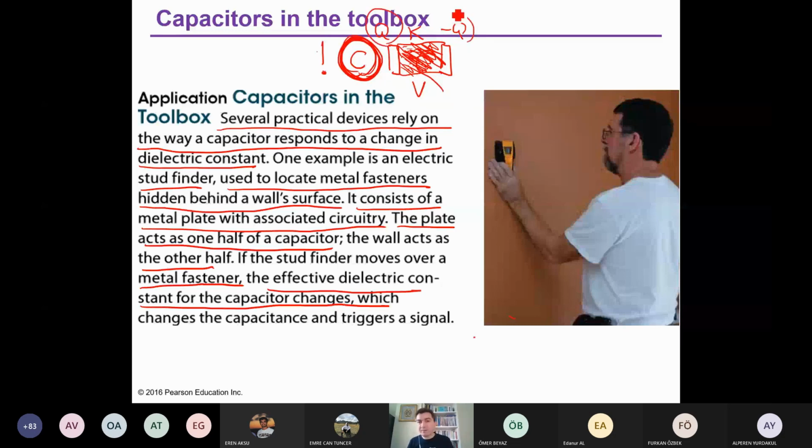So this instrument works based on this explanation, okay? Just consider that this wall has a certain dielectric constant, but if there is a metal in this area, then the dielectric constant will be different, okay? And if you have another material within the wall, if you have plastic, then the dielectric constant will change. Then this instrument will produce a signal. I hope this is clear.